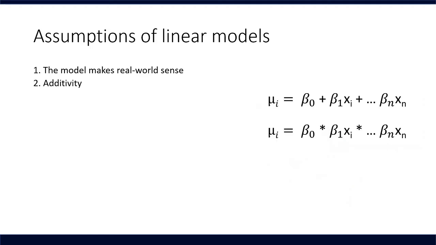Now, the second assumption is the assumption of additivity. This one's a little bit more complex than we're going to get into in this course, but the gist of it is that when you've got these different beta coefficients, a linear model adds them together. It's beta naught plus beta 1 plus beta 2 plus beta 3 and so on. It's not beta naught times beta 1. That would not be additive. That's multiplicative. That's something different. That's not a linear model.